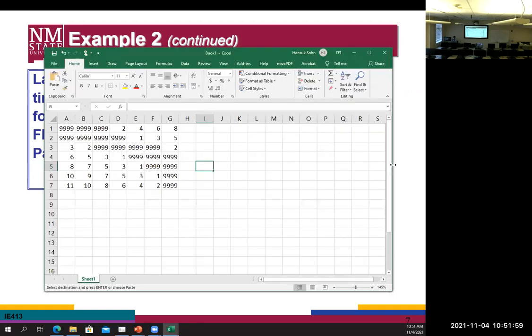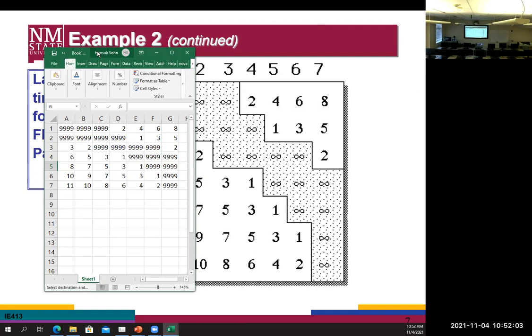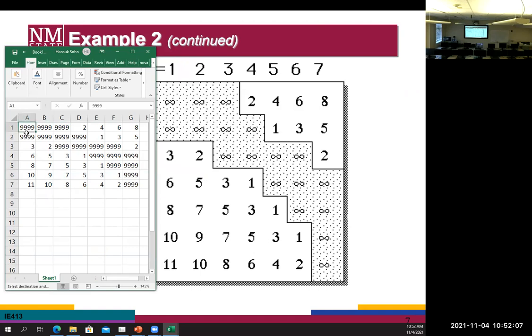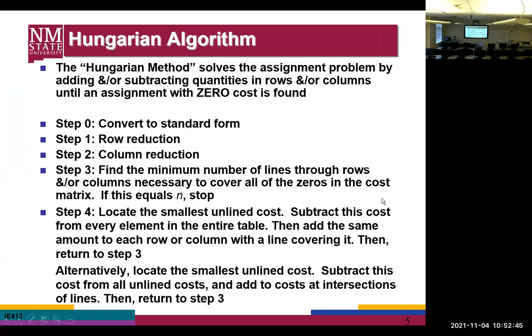Okay, so this is the matrix that I have. Just to let you know, I put in a relatively very large number here to make sure these pairs are never used. We are going to use this cost matrix for the Hungarian algorithm. Obviously this is a 7x7 matrix, so we don't need to do step number 0 because it already has the standard form. So we can safely move to step number 1, the row reduction.